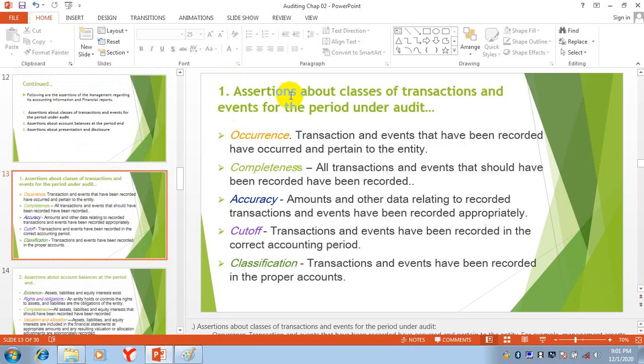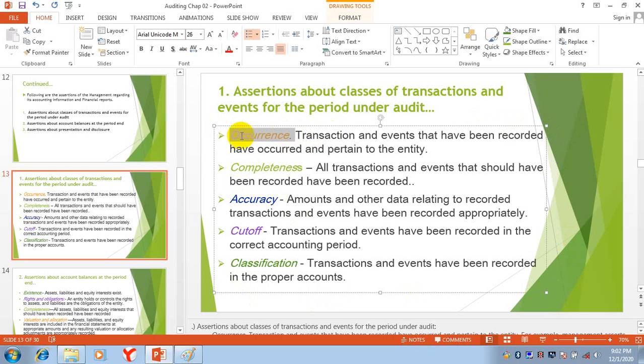The first one, assertions about classes of transactions and events for the period under audit. The transactions and events which are recorded in this accounting period, they claim certain assertions. They said something about this. The first thing, occurrence. Transactions and events that have been recorded have occurred and pertain to the entity.